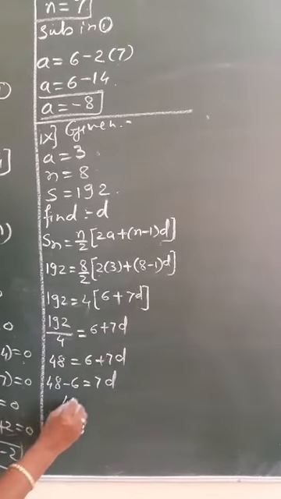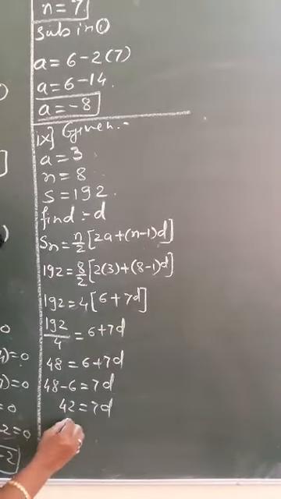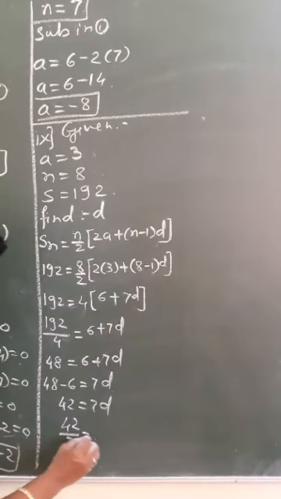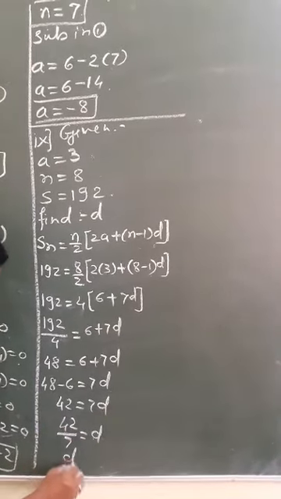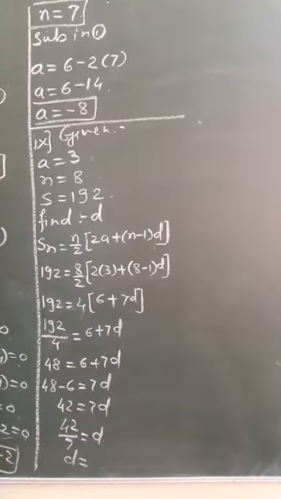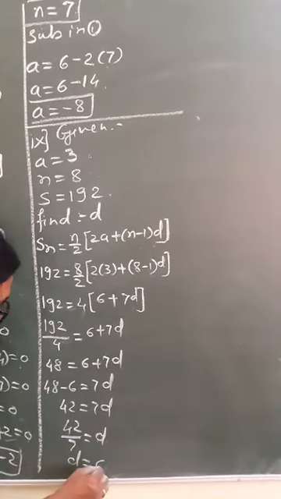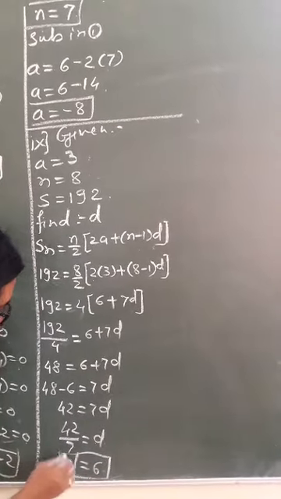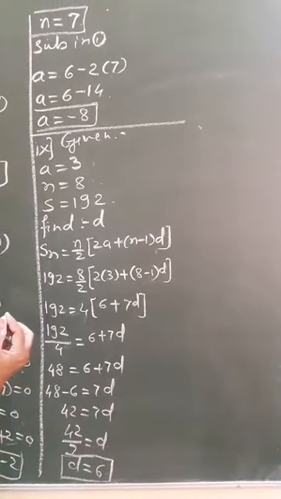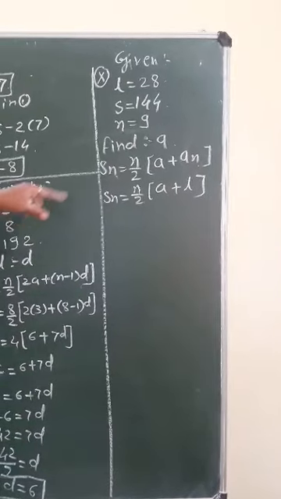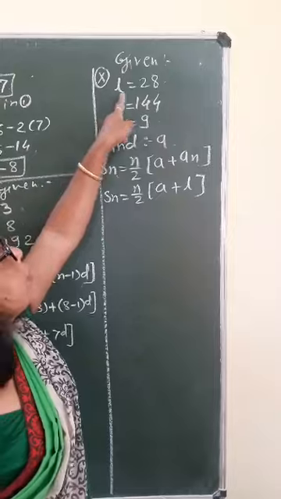What we will get here? 42 which is equal to 7d. 42 divided by 7 which is equal to d. So d is equal to 6. 7 fives are 35, 7 sixes are 42, and we got here the value of d is 6, which we have to find. In the 10th problem they have given L, that is 28.